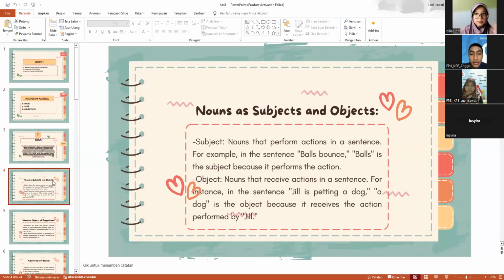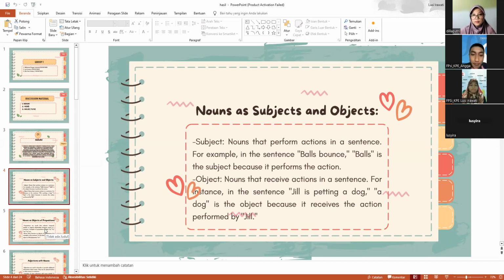Object: nouns that receive the action in a sentence. For instance, in the sentence, "Jill is petting a dog." A dog is the object because it receives the action performed by Jill.